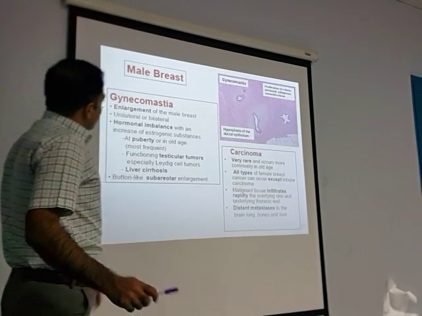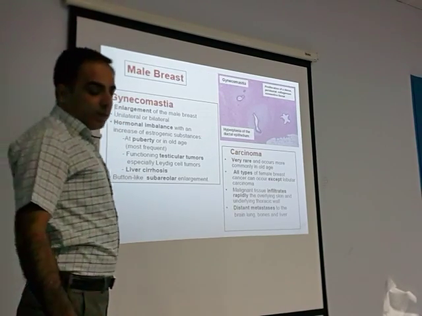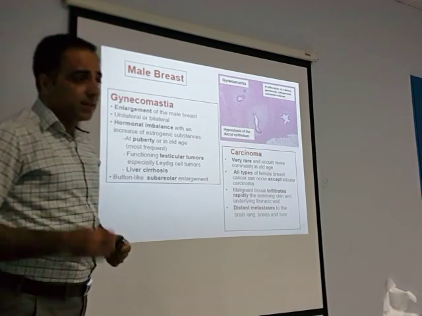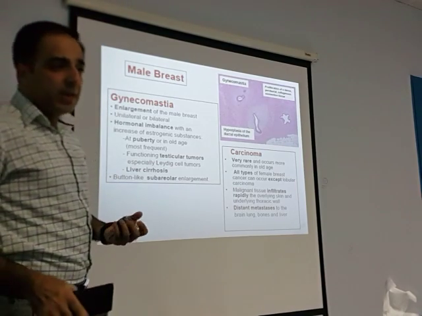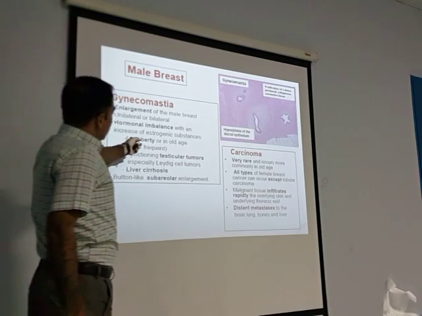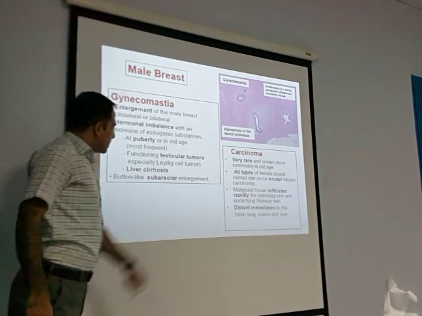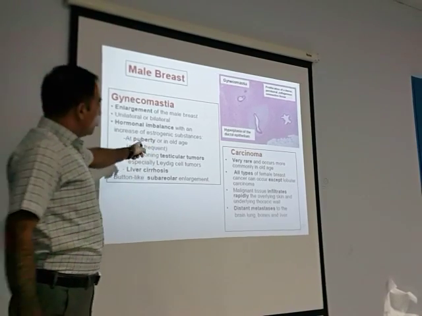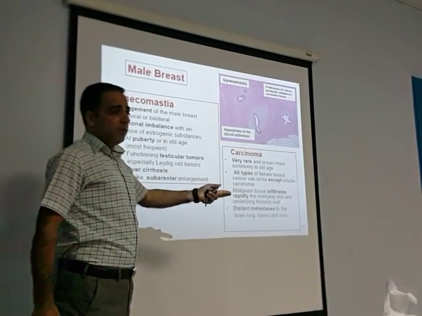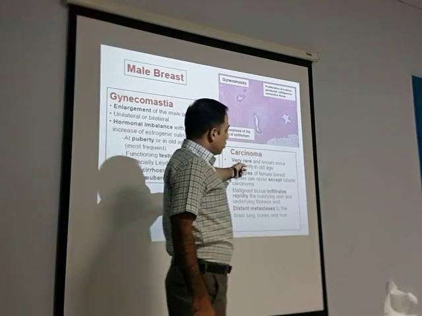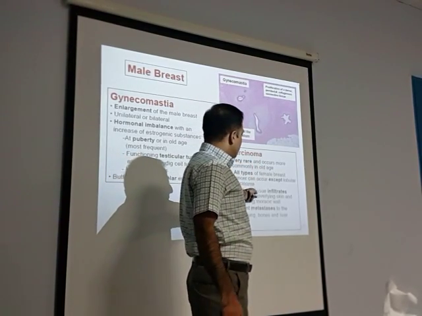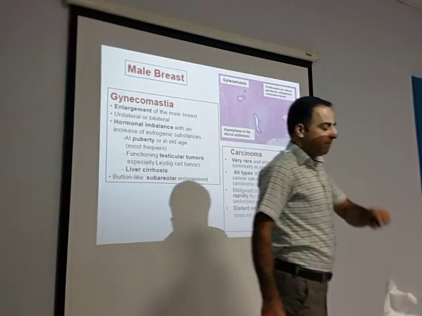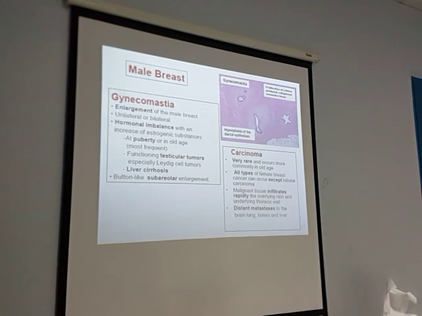In the male breast also you can have enlargement, which is called gynecomastia. It can be at puberty or it can be due to testicular tumors, due to liver cirrhosis. There, it is due to more estrogen. It can lead to enlargement of the breast in the male. And carcinoma, you can find all types of carcinoma except the lobular carcinoma. Why? In the male, because there are no lobules.